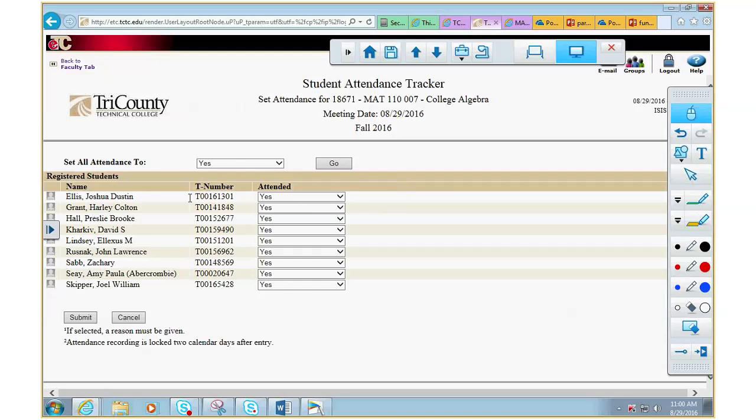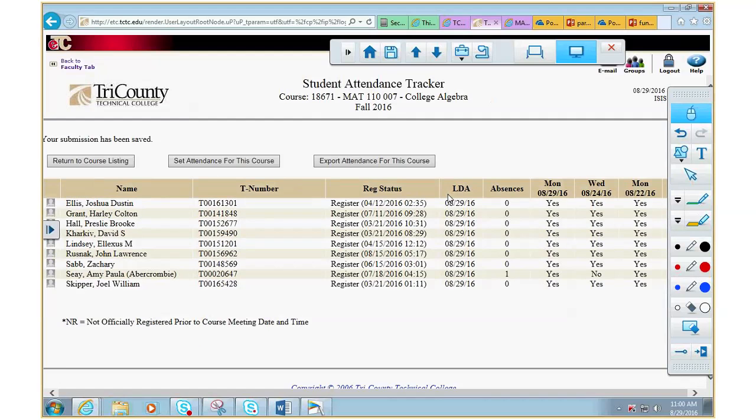Ellis, here. Grant, Hall, Karki, here. Lindsay, Rusnick, here. Saab came by, C's here, and Skipper. All right. Y'all are responsible for 1.1 and 1.2 homework, if it ever comes up. Y'all have a good day.